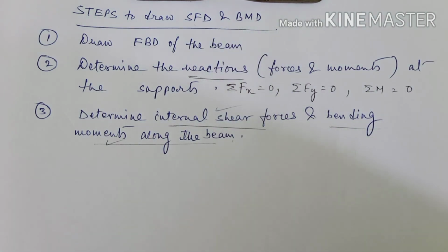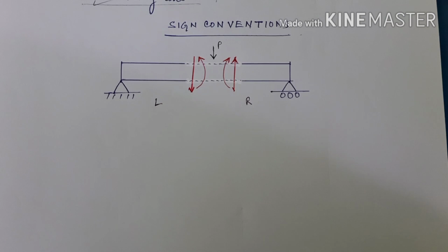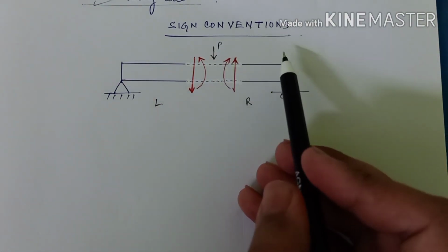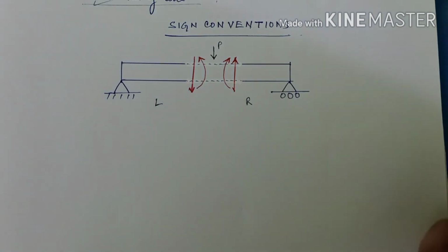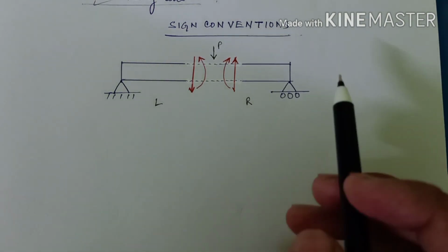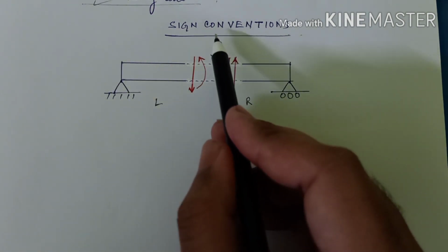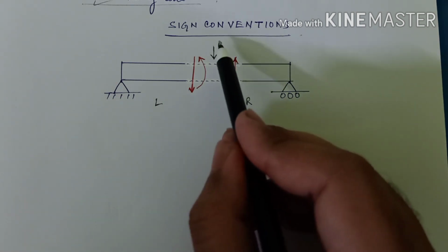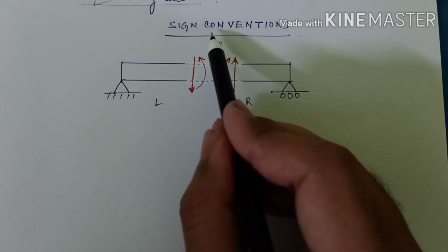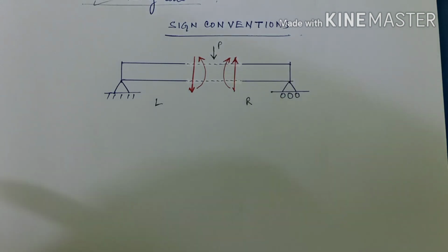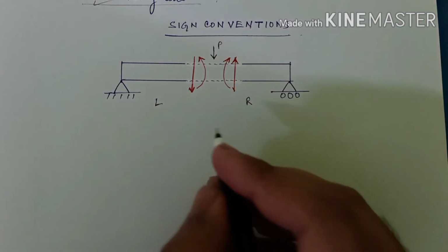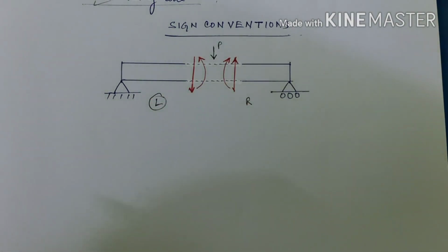where we will take a few examples based on how to draw the SFD and BMD. So now let us talk about the sign conventions that we will be using in solving the SFD and BMDs. Okay, so let us suppose we have a beam like this, and we have a load P, and we have cut this beam in this fashion, right? So consider only one portion of the beam. I will be talking about the left portion only.